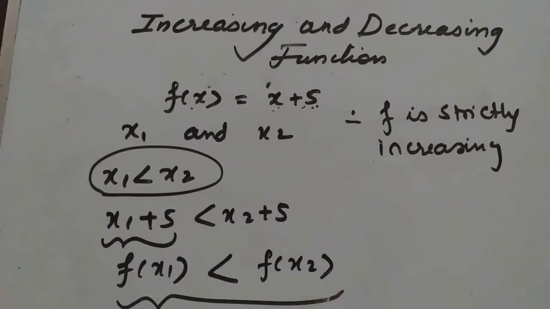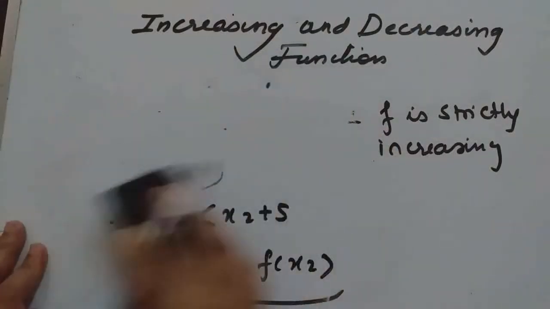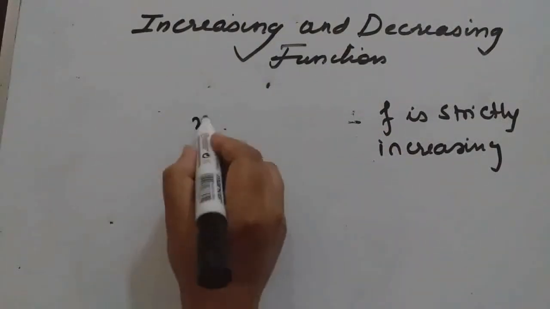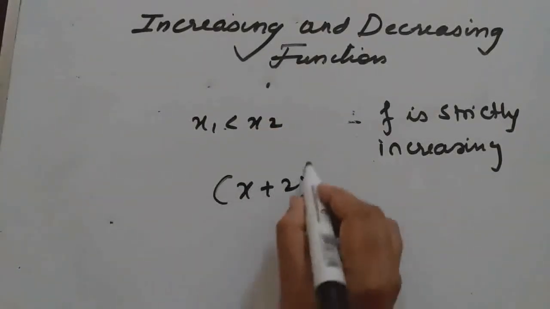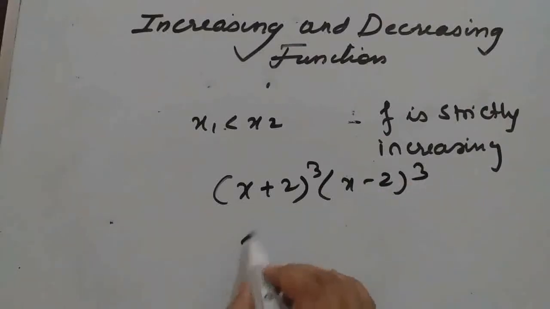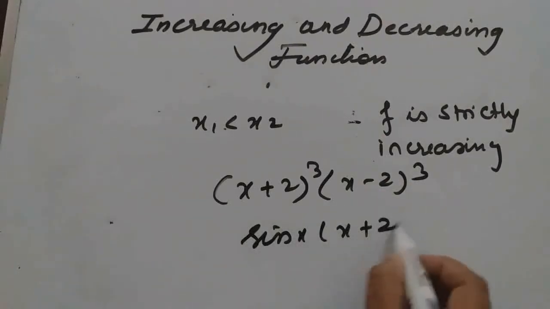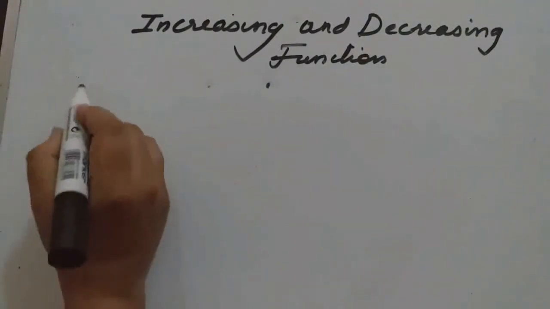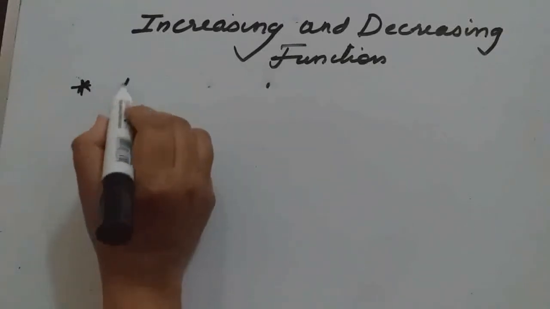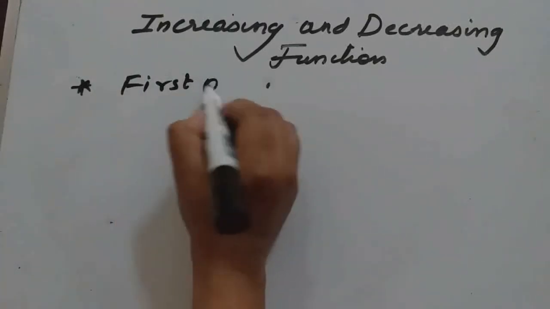But for complex types of functions, it will be very difficult to start from x1 and x2 and reach the complex function. Suppose x plus 2 cube, x minus 2 cube, or sine x. For such complex functions, a new method of finding increasing and decreasing functions came, that is the first order derivative test. Okay, so what is that test and what is the need, you understood? So what is the first order derivative test?